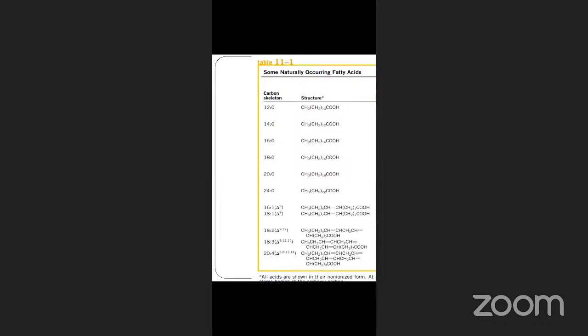So 18:1. 18:2 means delta 9 and 12. That is at 9th position and 12th position. 18:3. It means 3 double bonds are there at 9th position, 12th position, 15th position. 20:4. That is at 5th position, 8th, 11th, 14th position. Like that, we will give the number. Okay.